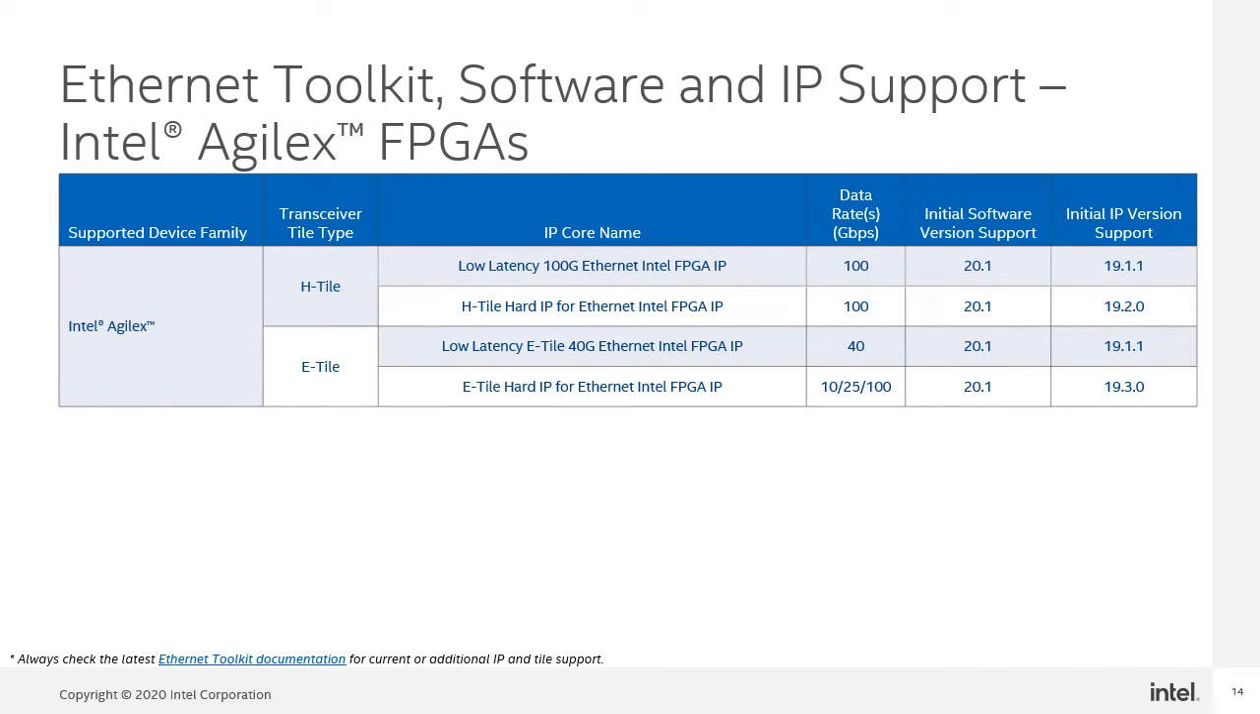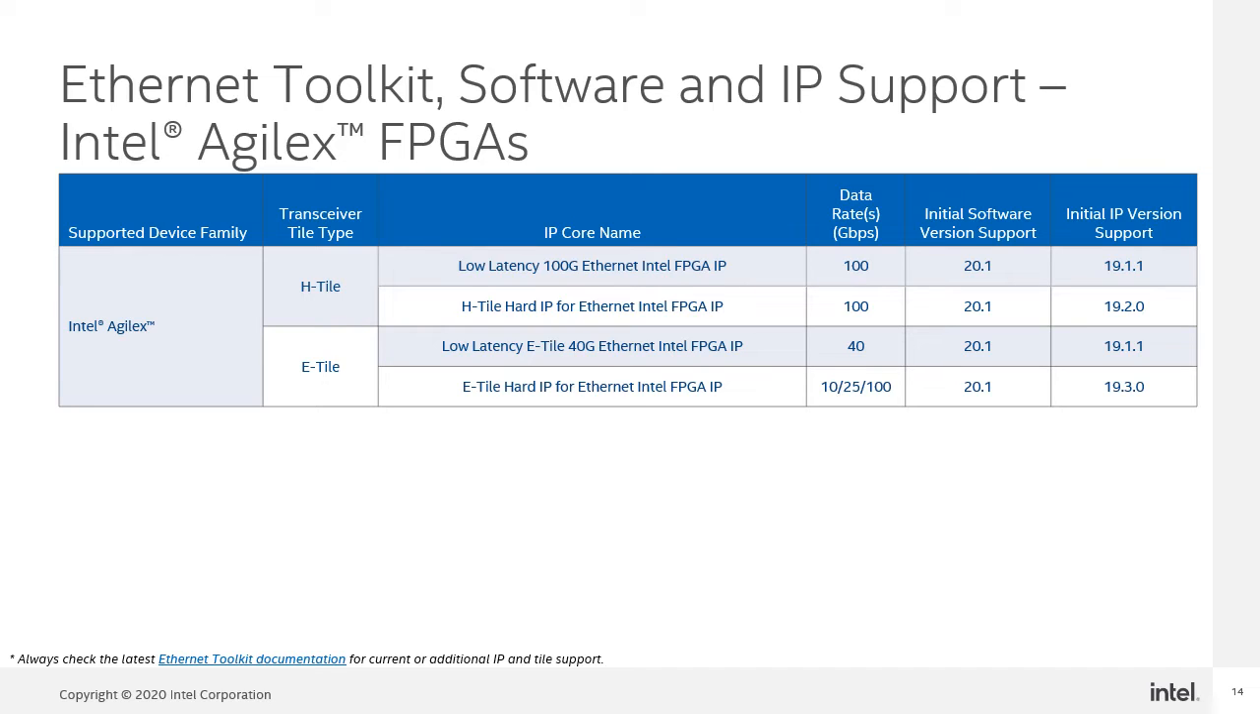For Agilex FPGAs, the Ethernet Toolkit is currently supported by select IP targeting the H-tiles and E-tiles. For the H-tile, the low latency 100 gig Ethernet IP and the H-tile hard IP for Ethernet IP cores support the Ethernet Toolkit. Like with Stratix 10 devices, the H-tile hard IP configures a hardened 100 gig interface in the tile. For the E-tile, the low latency E-tile 40 gig and E-tile hard IP for Ethernet IP support the Ethernet Toolkit.